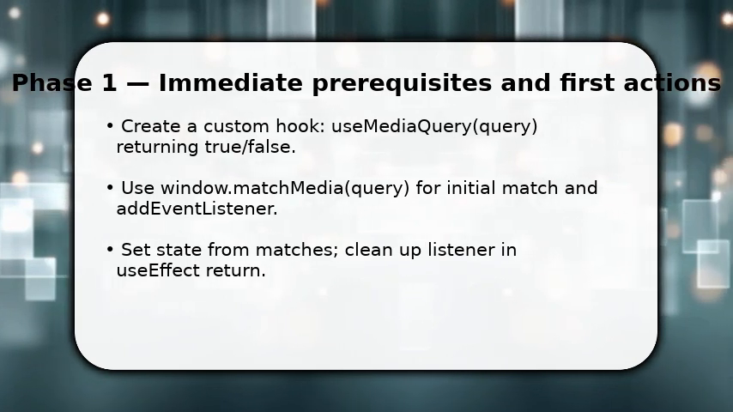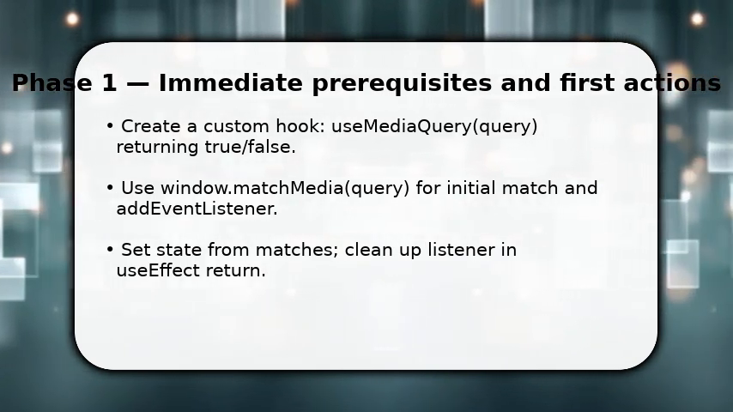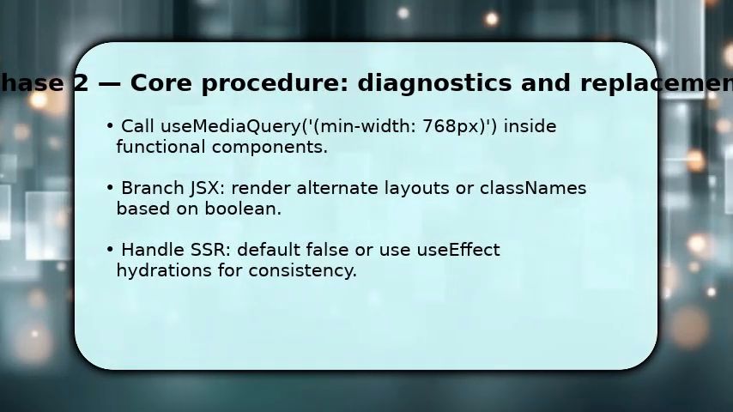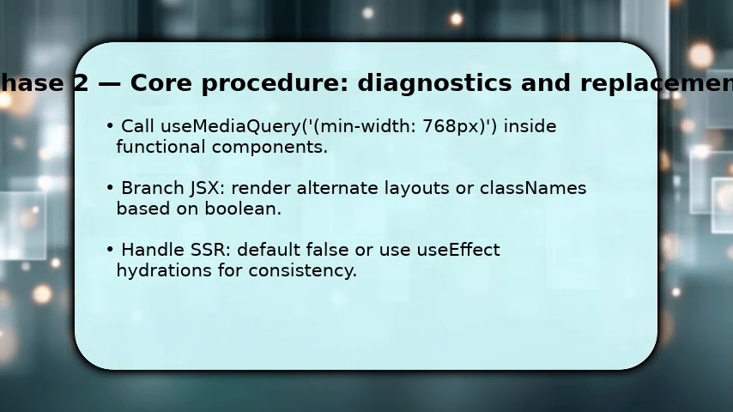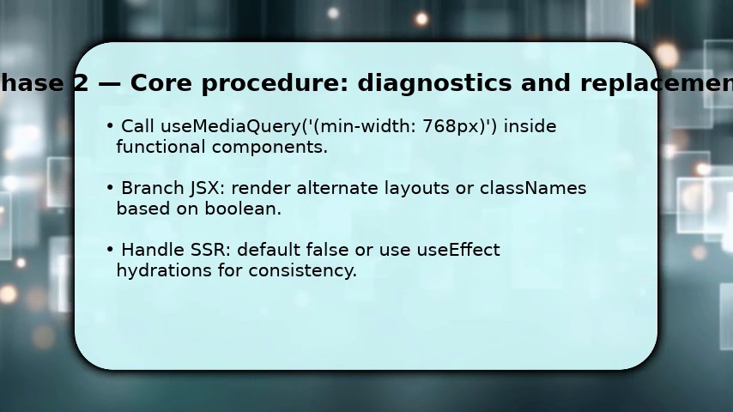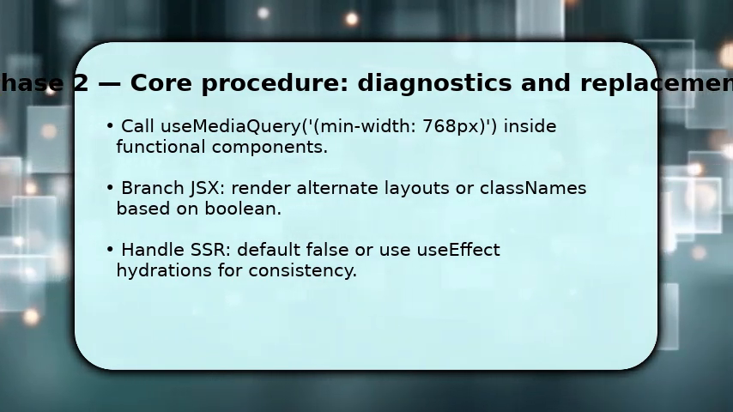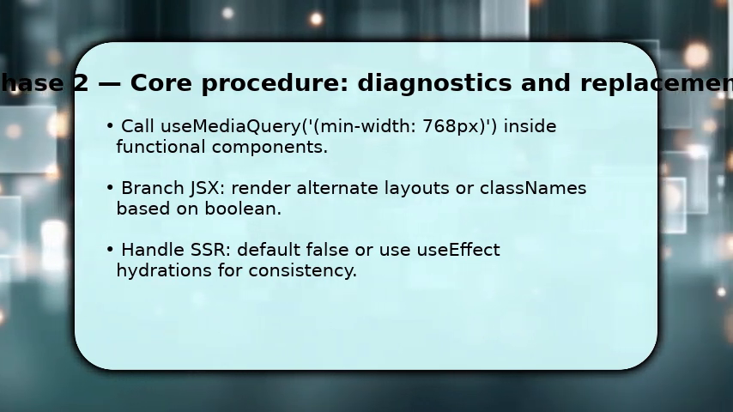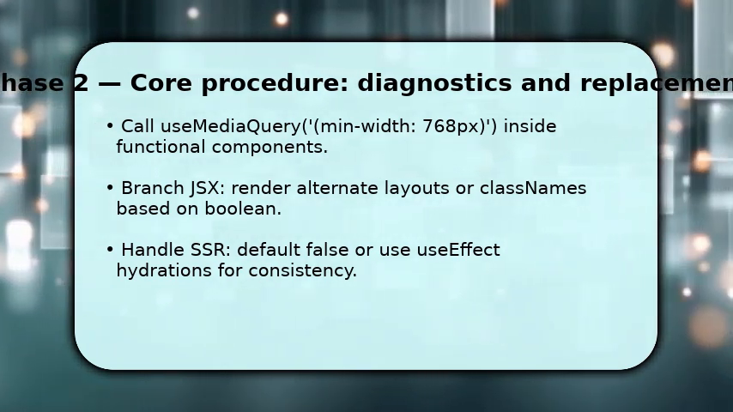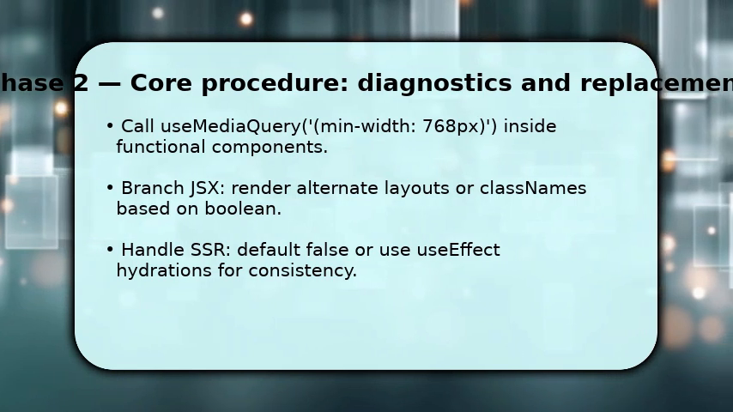You will import and call the hook inside any functional component. For example, useMediaQuery min-width 768px. Then, branch your JSX or apply className conditionally so layout and behavior adapt. Make sure to handle server-side rendering by choosing a safe default, typically false, and then let client hydration adjust after mount.